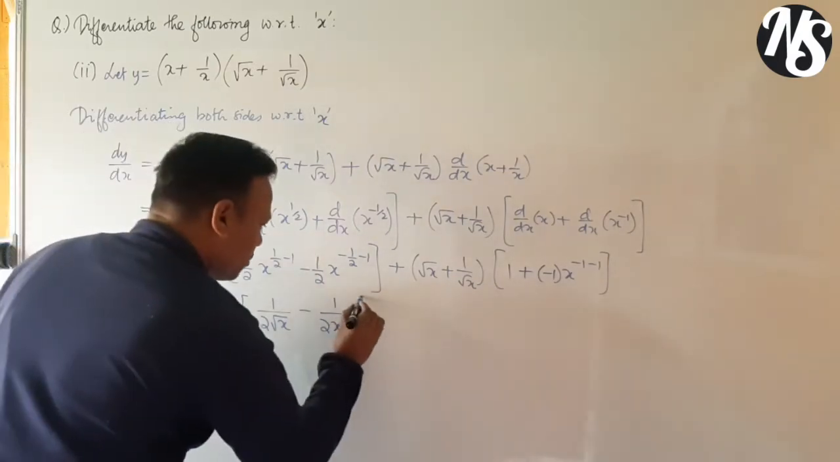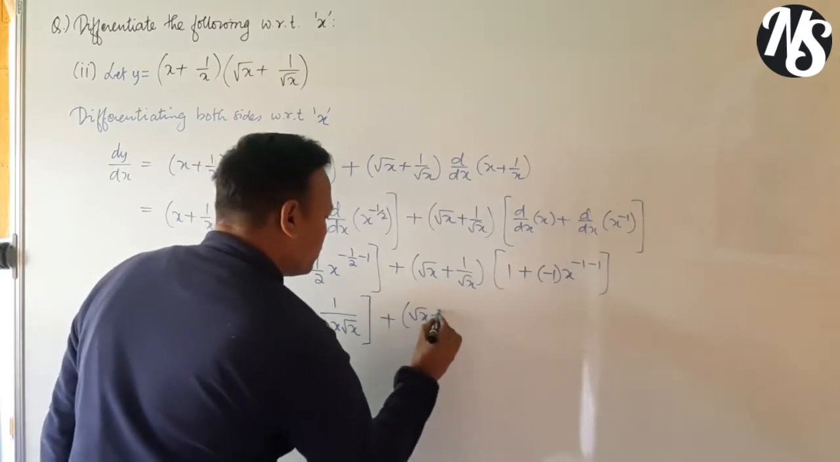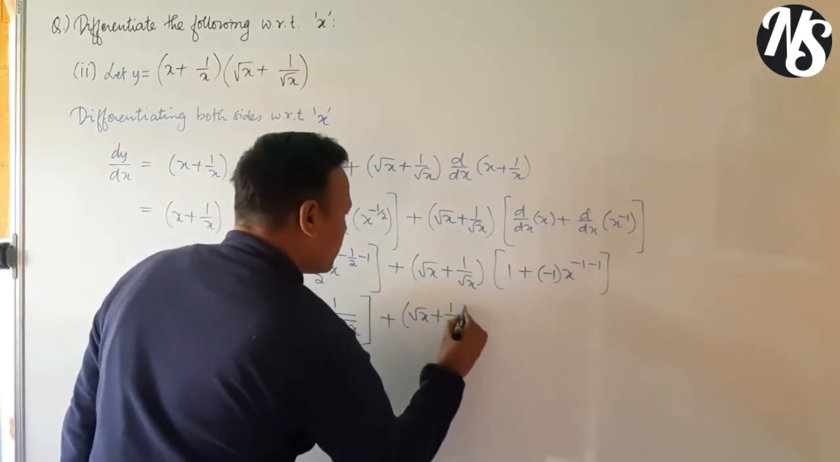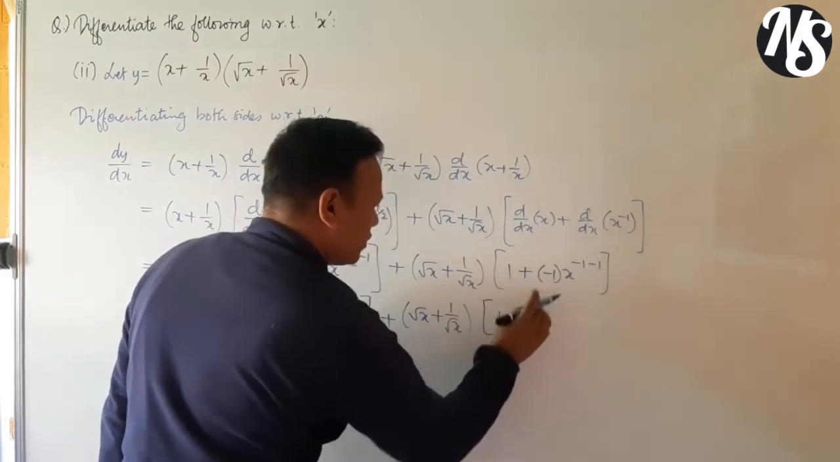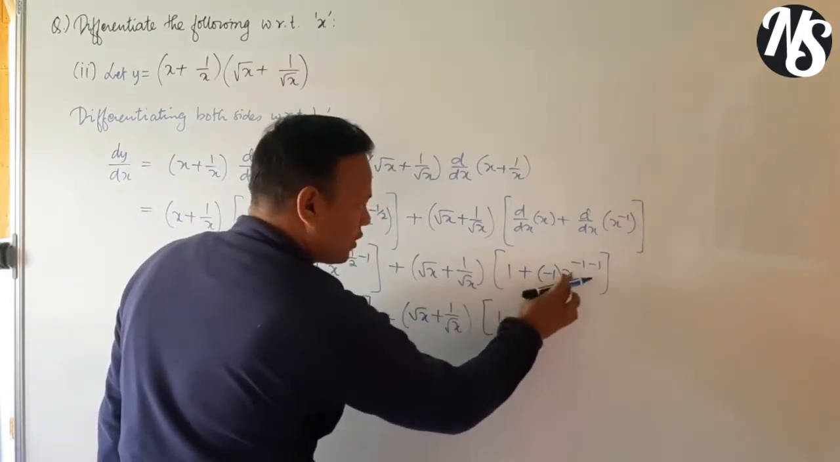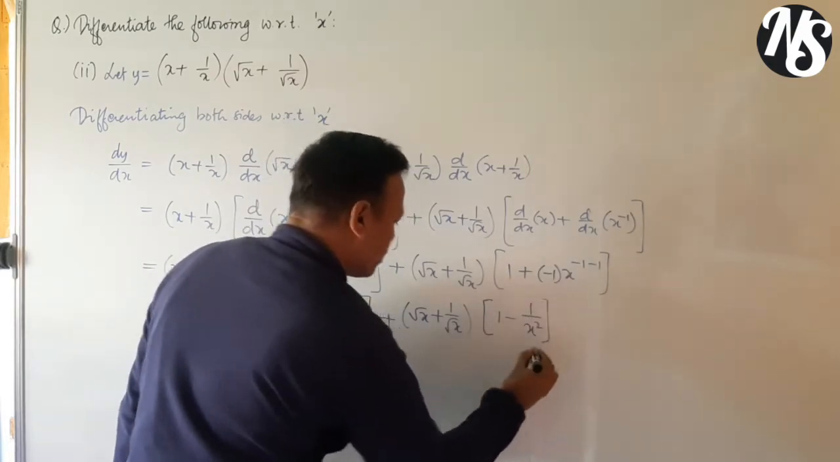Okay, plus root x plus 1 by root x. Okay, now how much is this? This is 1 minus, okay, plus into minus is minus, so x to the power minus 2 can be written as 1 by x square.